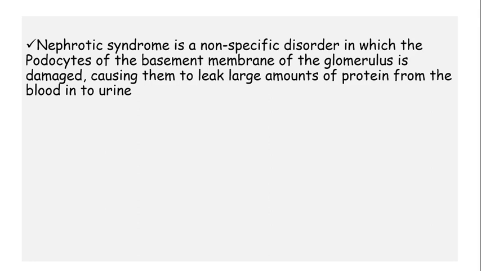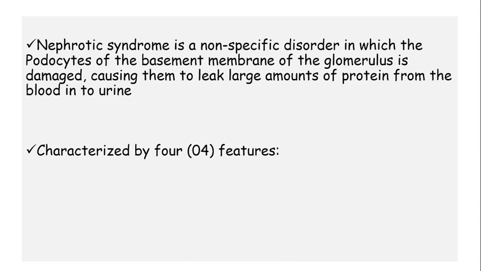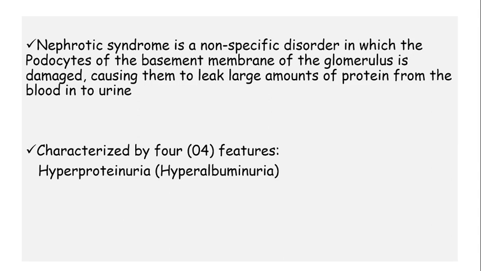Now in nephrotic syndrome, what happens is the podocytes are damaged. I have told you the podocytes are negatively charged. Therefore, when these podocytes are present, the proteins, which are also negatively charged, are not filtered in the glomerulus. So when the podocytes are damaged in nephrotic syndrome, the proteins are excreted in urine. Nephrotic syndrome is therefore characterized by four features. There is hyperproteinuria, that is increased loss of proteins in urine. In plasma, we have different types of plasma proteins. The majority of these plasma proteins are albumin. So the protein that is mostly excreted in urine is also albumin.